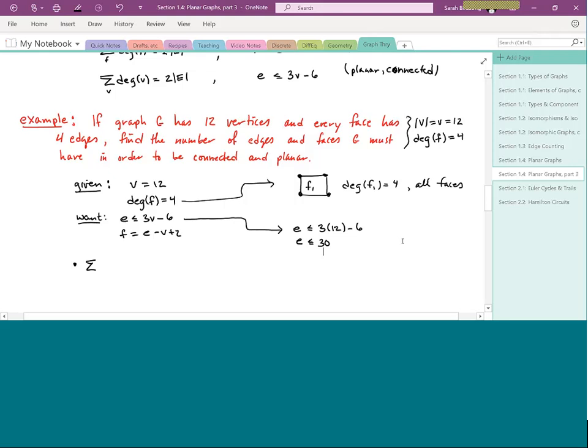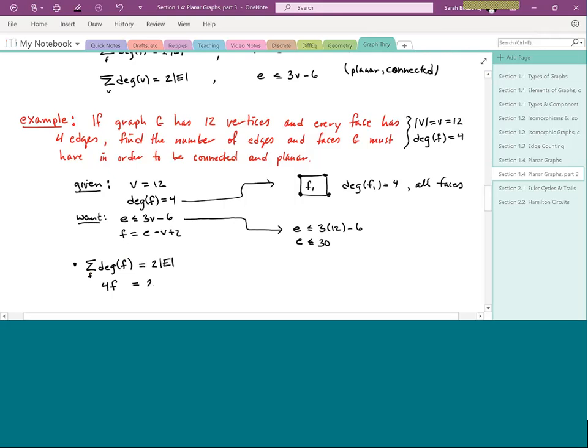It just tells us we're going to have 30 or fewer. So if we then go ahead and strategically walk through these formulas, if we look at the degree of all of our faces and add them up, well, we don't know how many faces we have yet. So we'll go ahead and start plugging some things in. We do, however, know that it would be 4 times however many faces that we actually have.